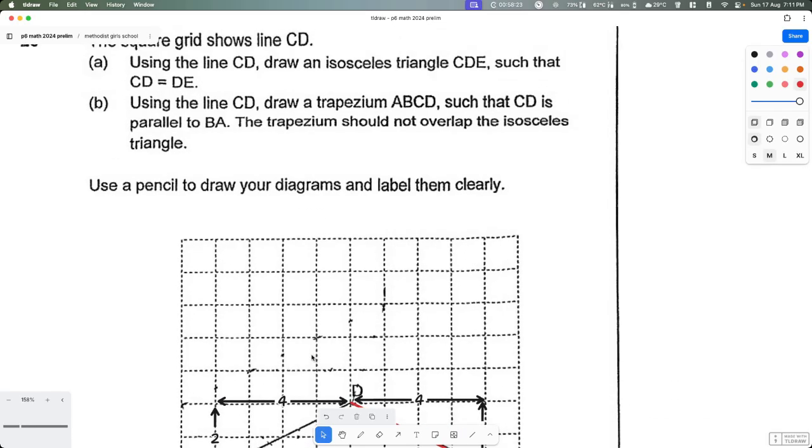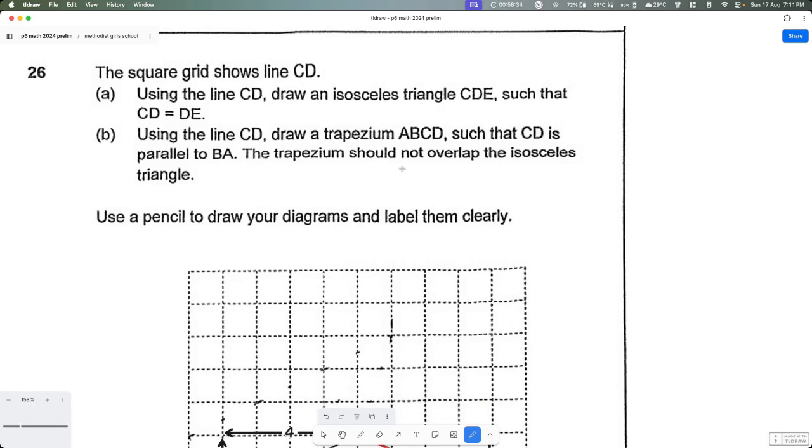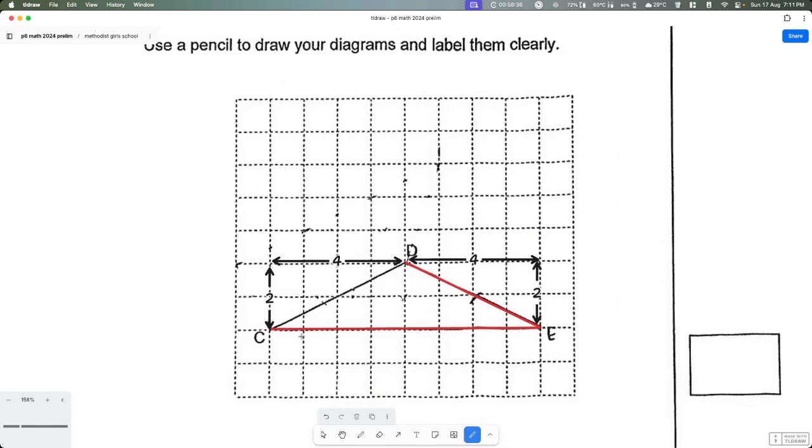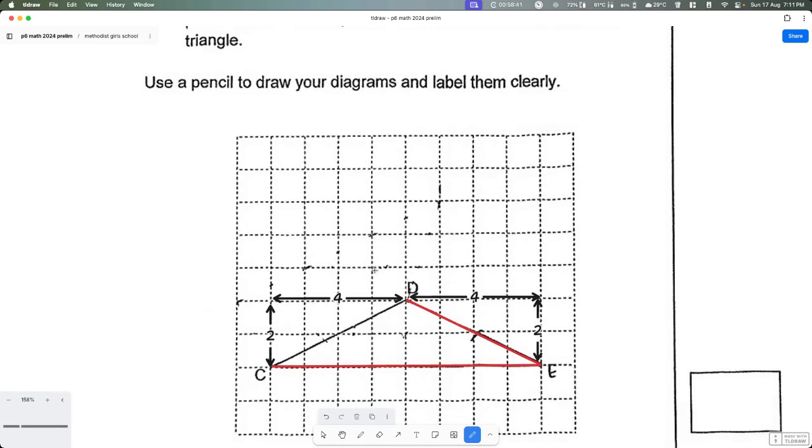This is your answer. Okay, part B, using the line CD, draw a trapezium ABCD such that CD is parallel to BA. So the trapezium should not overlap the isosceles triangle. So CD must be parallel to BA, right? So same thing.